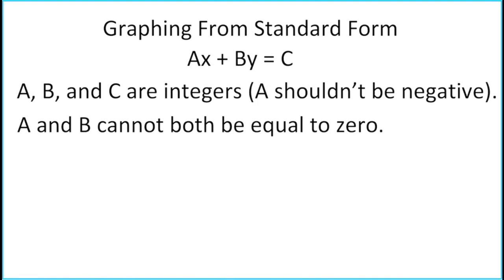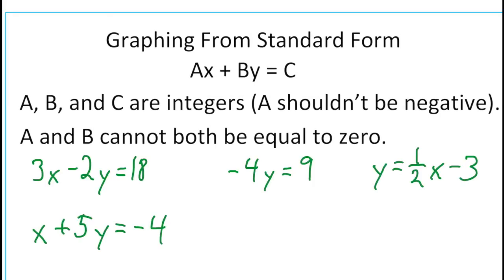Also, a and b cannot both be equal to 0, because if you had that, there wouldn't be any line to graph. Let's take a look at some examples of standard form. And we'll start with 3x minus 2y equals 18. That is standard form. Right below it, we have x plus 5y equals negative 4.